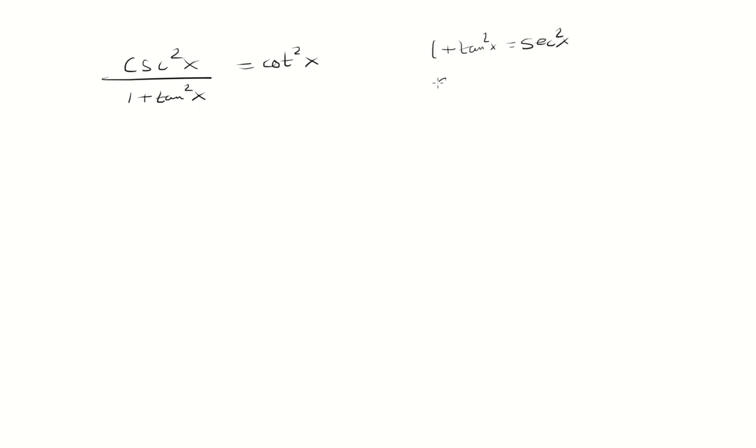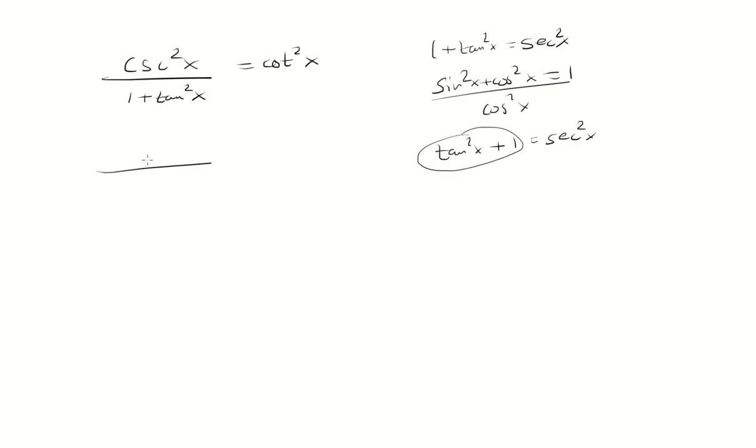The reason this is true is because if I have sine squared plus cosine squared equals 1, I can divide everything by cosine squared. Sine squared over cosine squared is tangent squared. Cosine squared over cosine squared is 1. 1 over cosine squared is secant squared. Okay, so this is how you come up with this equation: 1 plus tangent squared then is secant squared.